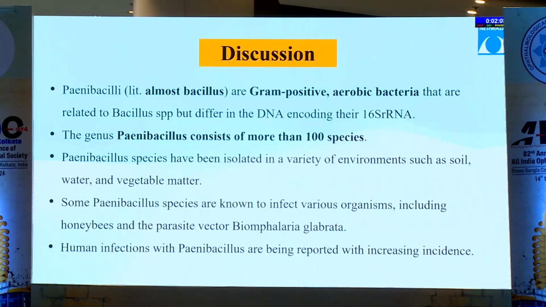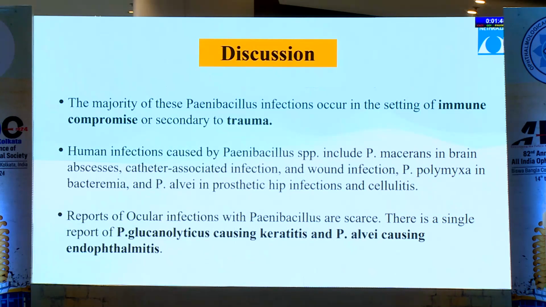So Paenibacilli are gram-positive aerobic bacteria that are related to the Bacillus species but differ in the DNA encoding. The genus consists of more than 100 species. Human infections with Paenibacilli are being reported with increasing incidence. Due to improved testing and identification, it appears that these infections may not be as rare as once perceived. Majority of these infections occur in setting of immune compromise or secondary to trauma.